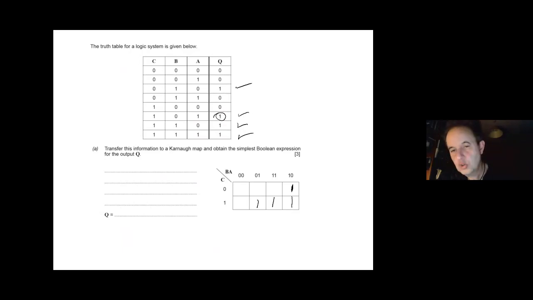Now I'm trying to group here. I've got no fours, but I've got a group of two, and I've got another group of two. If I look at those two, I'm looking for common terms. What is the same? Looking at those, they have a common term of C. And on the top here, the common term is the one, which is the A.